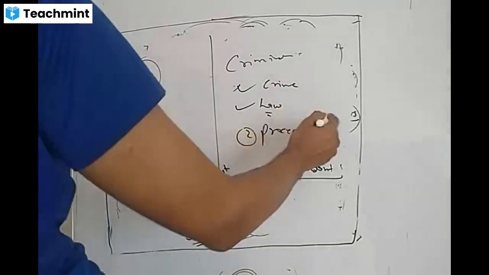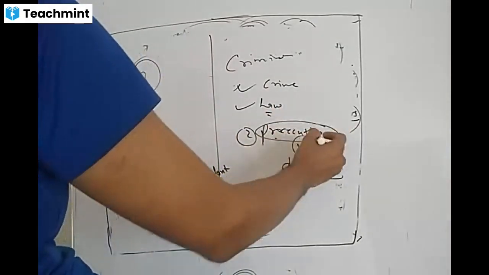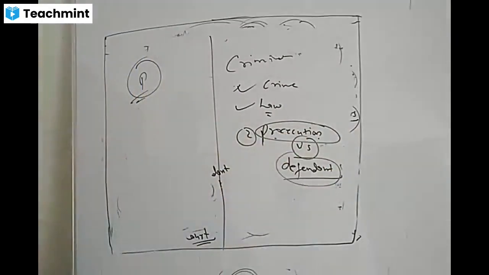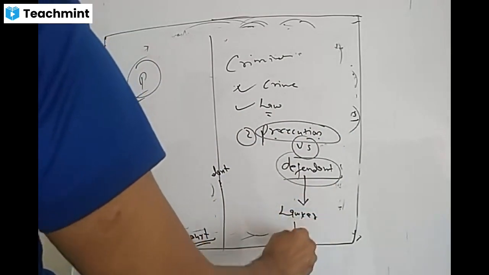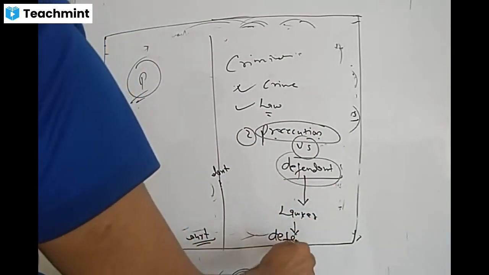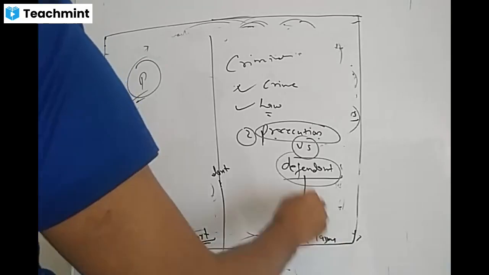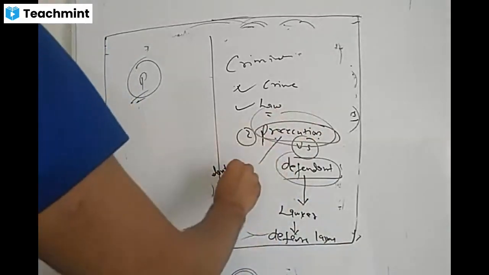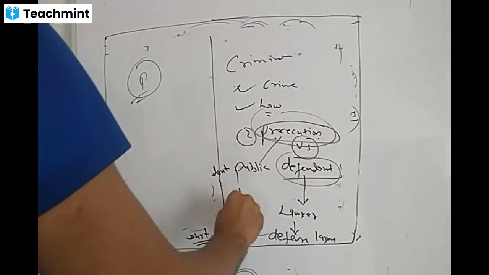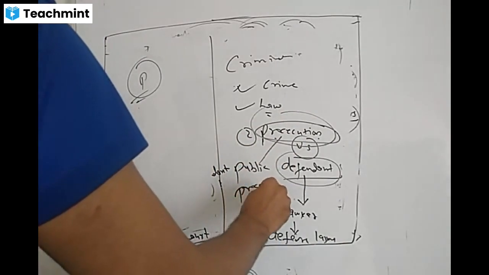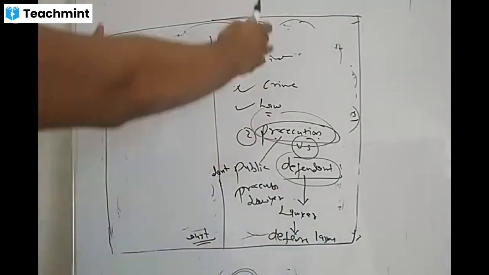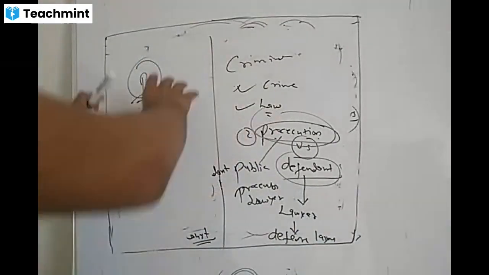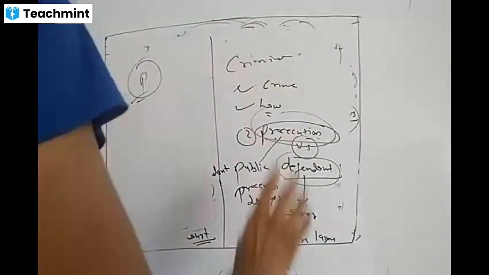In the criminal case, we use the terms prosecution and defendant. So the lawyer is called defense lawyer, and prosecution is called public lawyer, public prosecutor, or public prosecutor lawyer. So these are the terminology that will be used in your civil cases and criminal cases.